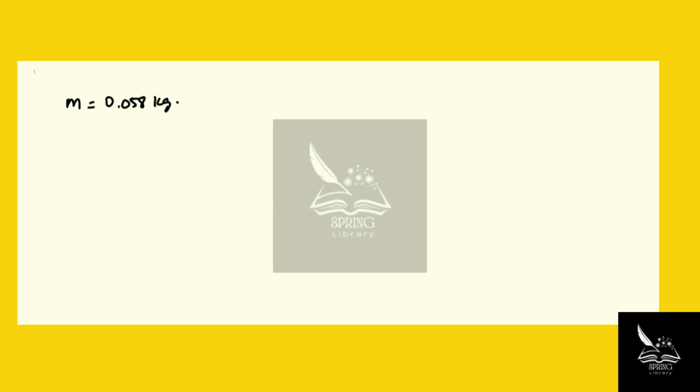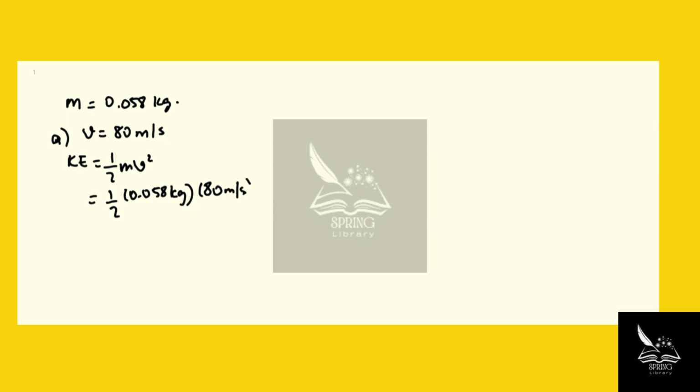And in part A, we're asked to calculate the kinetic energy of the ball if the speed of the ball is 80 meters per second. So this is a non-relativistic regime then, because we're dealing with speeds much lower than the speed of light. Then the kinetic energy is going to be 1/2 mv squared, right? And m is the mass of the ball, 0.058 kilograms, and the speed of the ball is going to be 80 meters per second. Of course, we're going to square it. So then kinetic energy is going to be 185.6 joules.